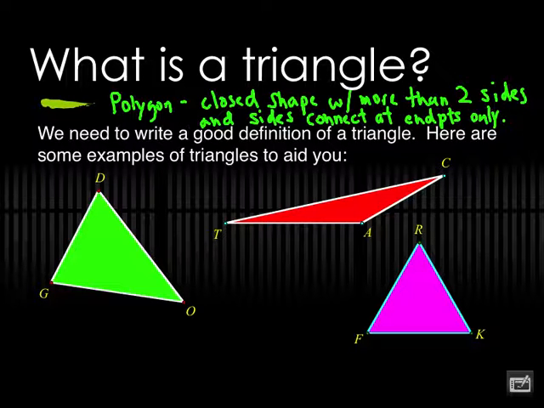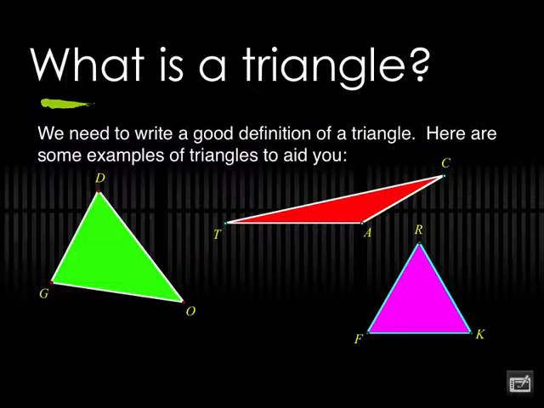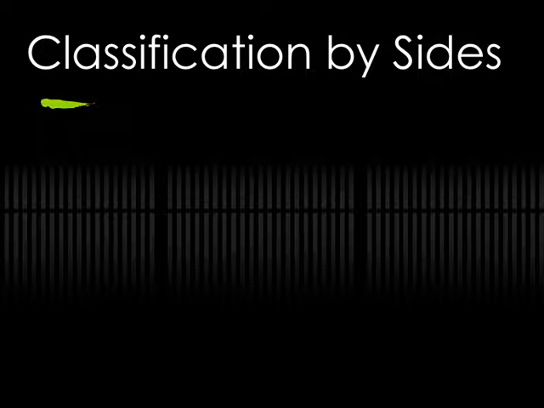Okay, so now that we have the basic definition down, we're going to talk about all the different types of triangles, and we can classify triangles 2 ways. Types of triangles by sides. Jack, what kind of triangles do you know about? Obtuse and acute, right? Excellent.